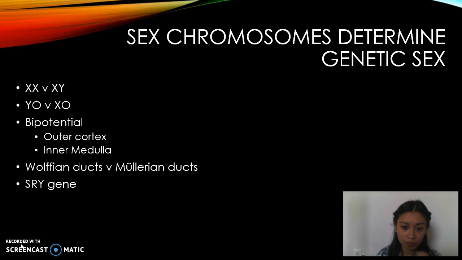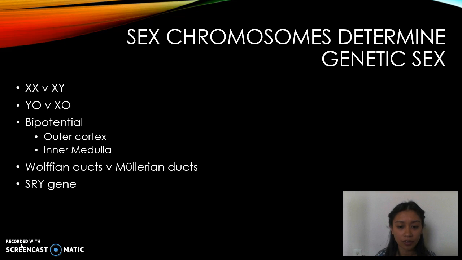They will be female. An example of this is Turner syndrome. It's just that they won't be able to reproduce normally, so their lineage will die out.